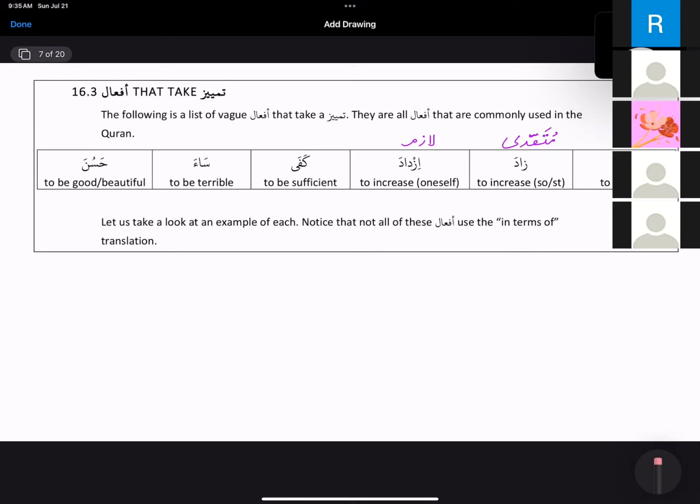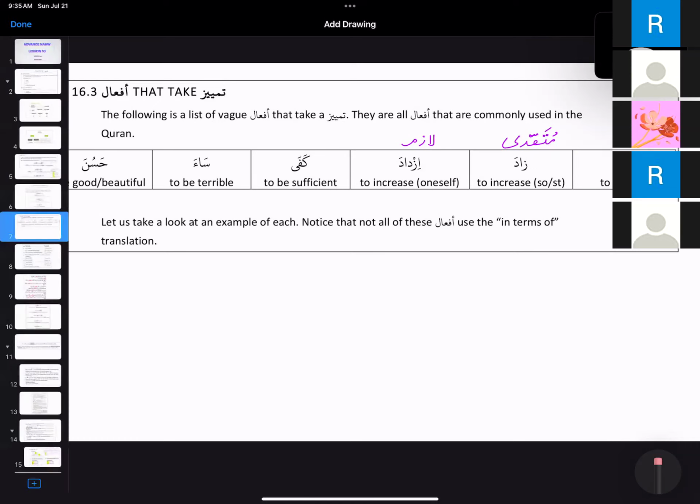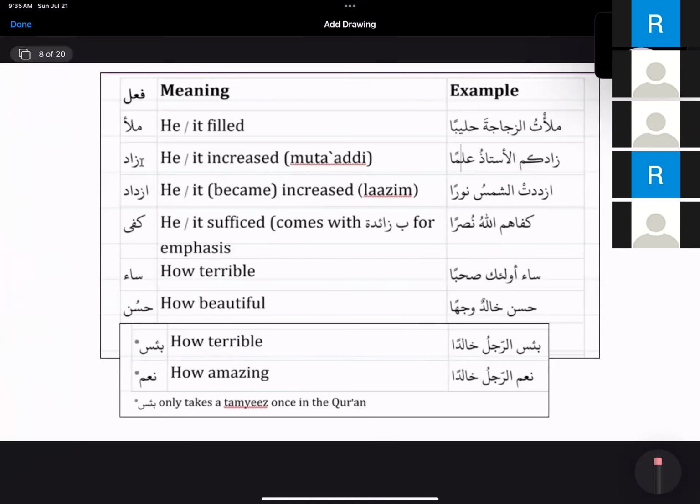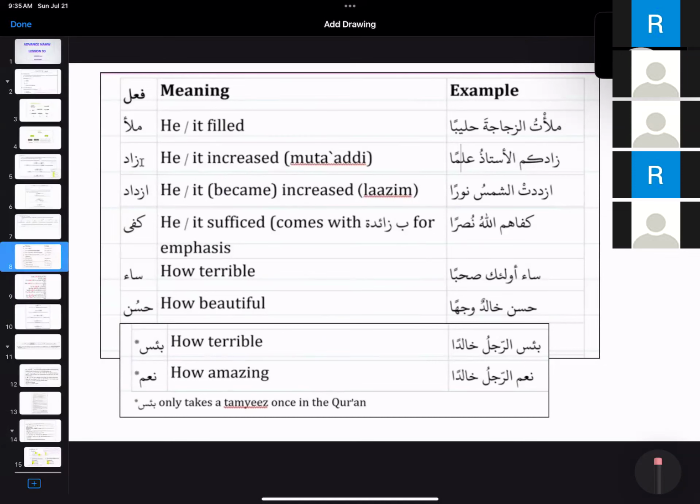Very good. So you guys need to memorize that list, okay? So at least we're going to know that after. Asana can also come as asana, no? Yeah, asana would be ismu tafdil then. Yes. And hasuna is basically the fail of it. Okay, so now look at some examples.